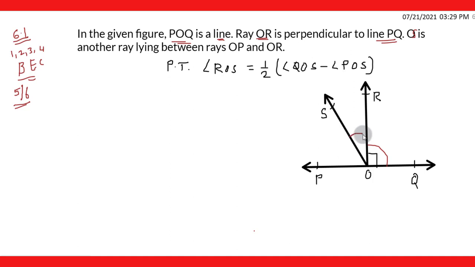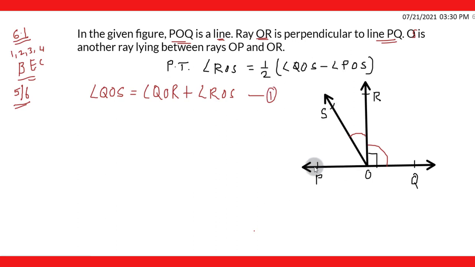this angle and this angle. So I write this first. So angle QOS is equal to angle QOR plus angle ROS. Let this be equation number 1.